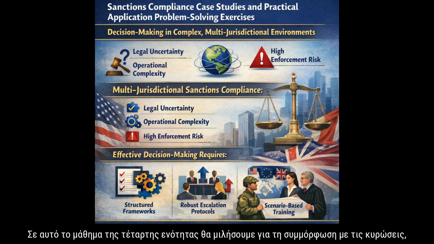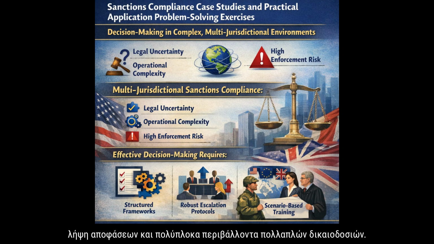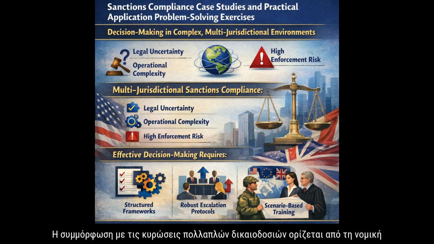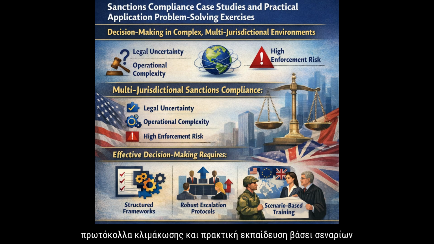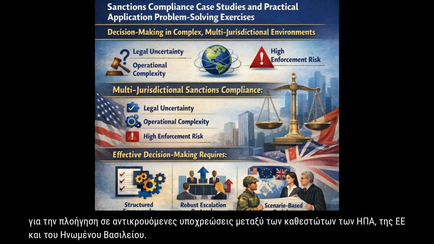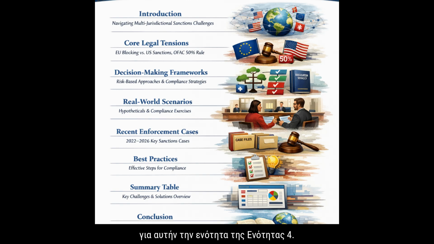In this lesson of Module 4, we will talk about sanctions compliance case studies and practical application problem-solving exercises, decision-making in complex, multi-jurisdictional environments. Multi-jurisdictional sanctions compliance is defined by legal uncertainty, operational complexity, and high enforcement risk. Effective decision-making requires structured frameworks, robust escalation protocols, and practical scenario-based training to navigate conflicting obligations across US, EU, and UK regimes. Let's start with a short description of the table of contents for this section of Module 4.